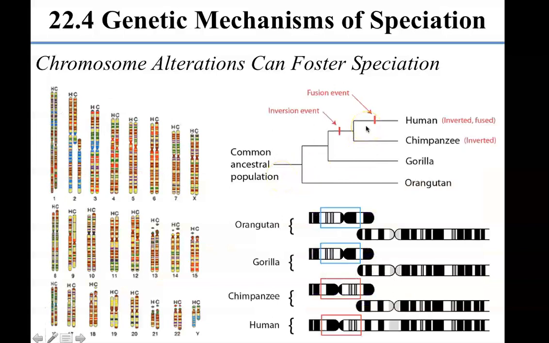So again, we can use these chromosome rearrangements to track evolutionary relatedness, right? We use it as an explanation of why humans and chimps are considered so closely related. And it's also an explanation for why we get these different species. So the ancestor of chimps and humans split off from gorillas because of the inversion, and then humans and chimps split off in part because of the fusion event.